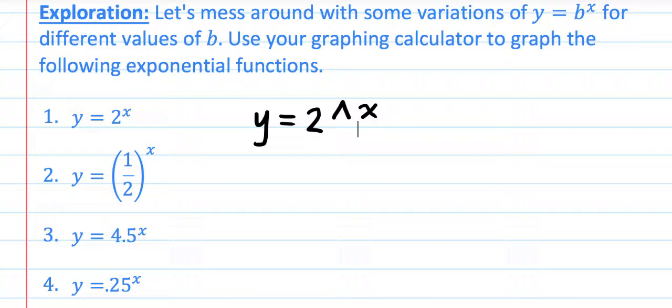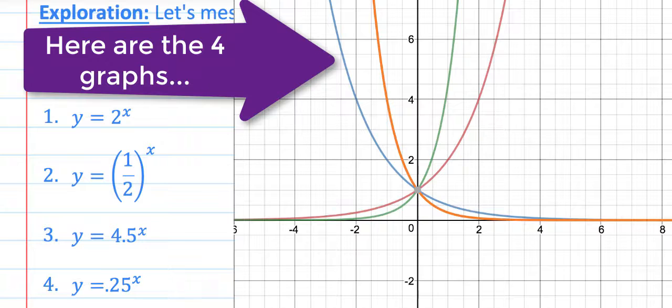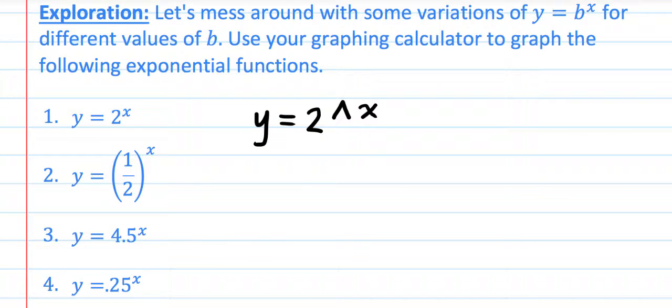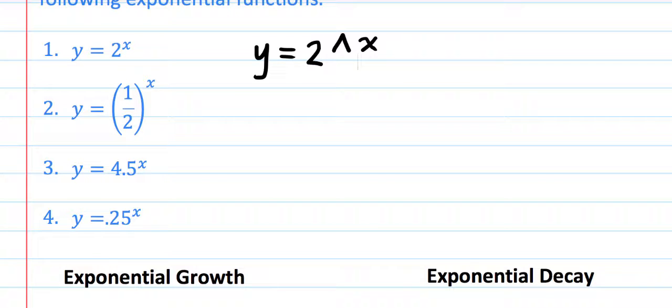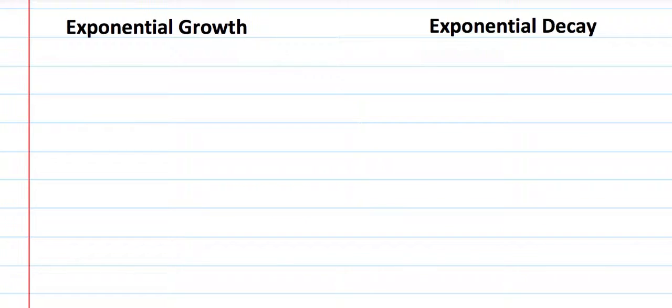So you might have graphed these one at a time or all together, but here are the 4 graphs all together. You should have noticed some similarities between the graph of function 1 and 3, 2 to the x and 4.5 to the x. Each of these should have had the same general shape when you graphed these functions. And if you could guess whether this represents growth or decay, I hope you would say these represent exponential growth.